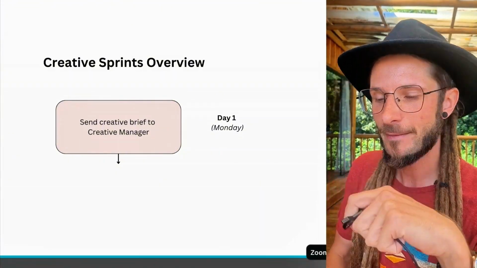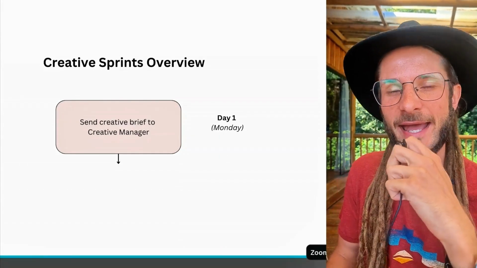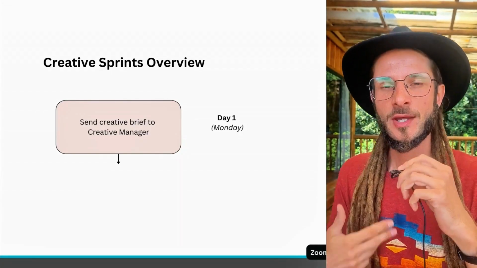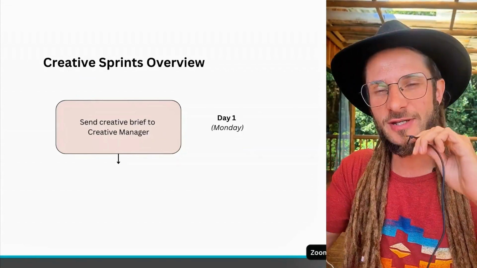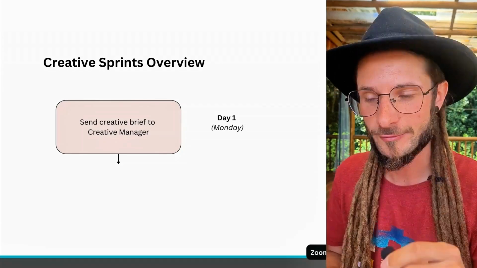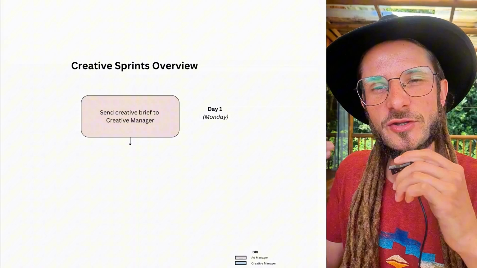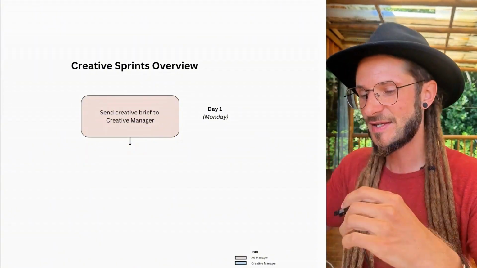So on Monday morning, we have a look and we say, hey, we have this data. This is the stuff that works. And from this data, we want the creative manager to go and create other iterations of the things that are working, right? So we're starting off on day 1. That is Monday. We send a new brief to the creative manager, the creative director, to say, hey, Mr.